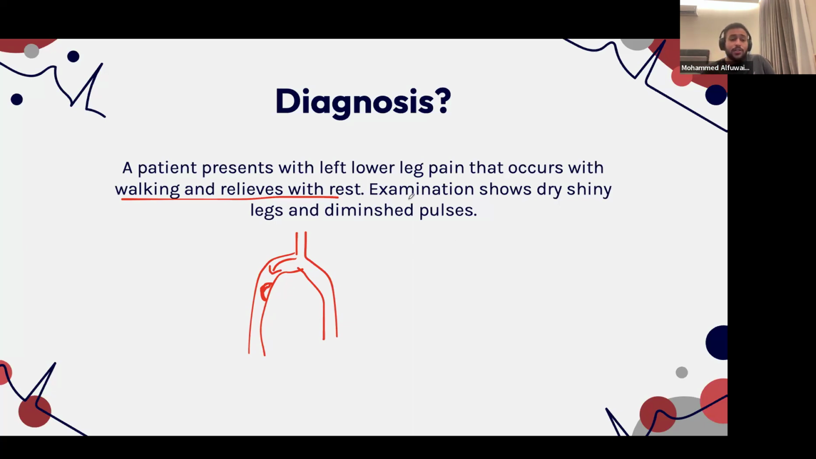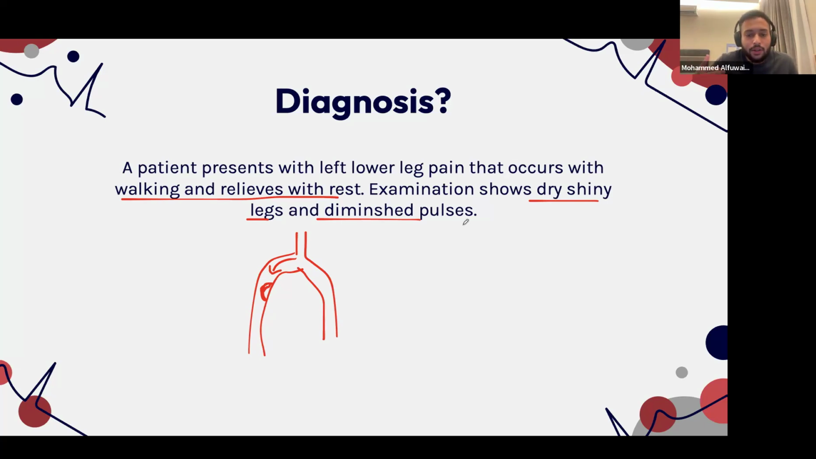Other signs of peripheral vascular disease are, for example, very dry, shiny legs. Why? Because of diminished blood flow. It causes very dry skin and very cold skin as well. Why is it shiny and why is there hair loss? Because of decreased blood supply to, for example, the hair follicles and so on. So there is decreased vascularity there. There are also diminished pulses, which is very important.